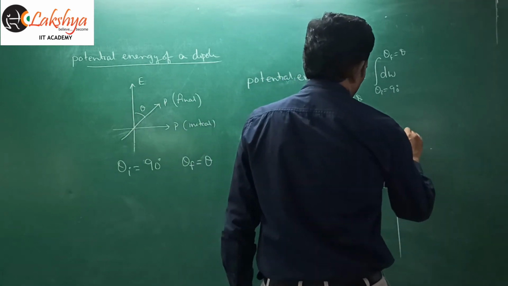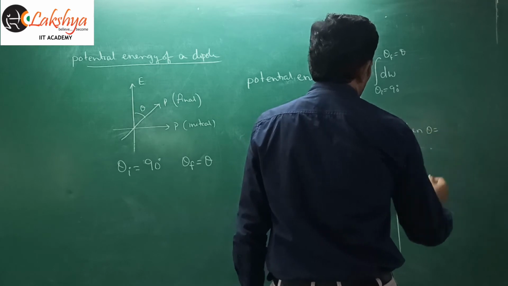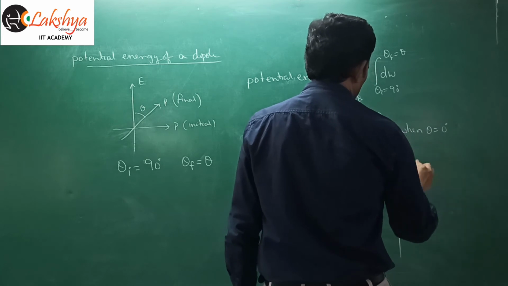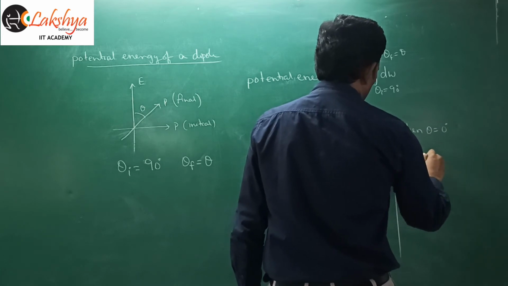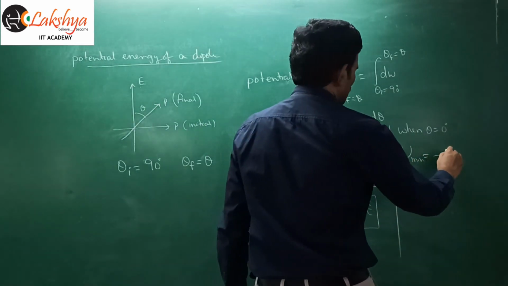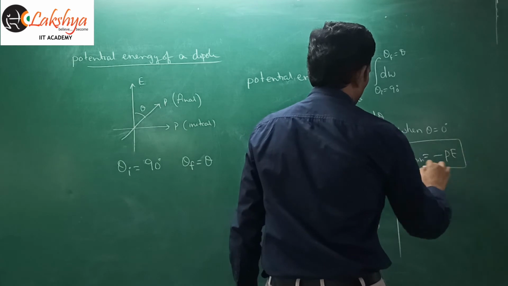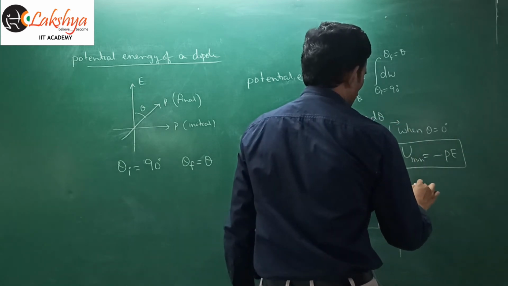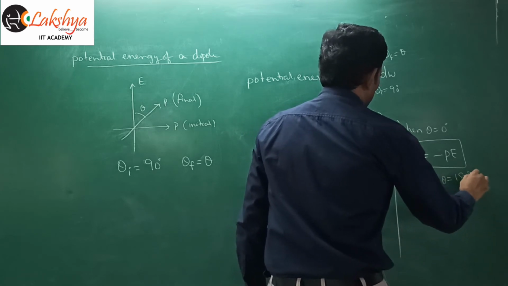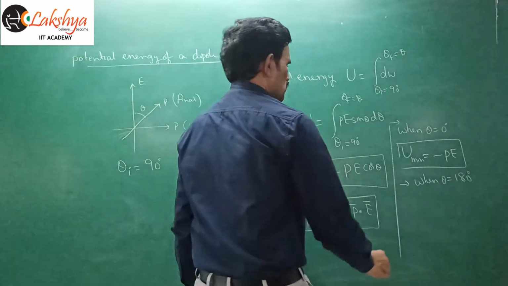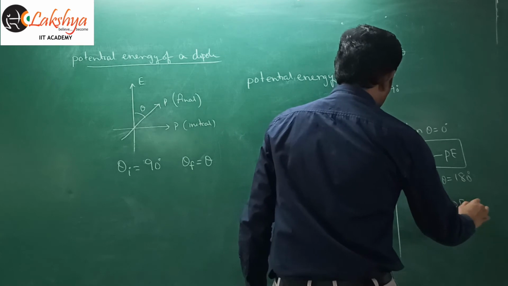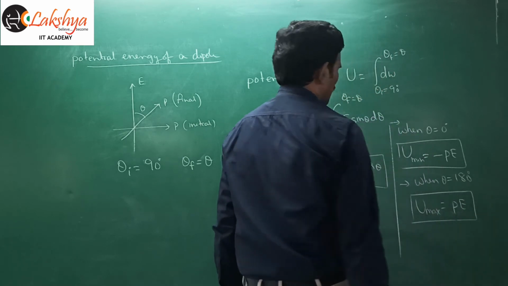So when theta value is, for example, if I consider it as 0, then potential energy will be minimum, because when theta value is 0, the minimum potential energy you will get is minus PE. This is our first point we can mention. Next, when theta is equal to 180 degrees, this will be maximum, which is plus PE.